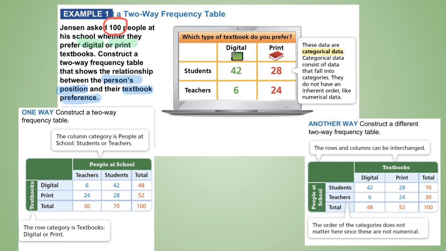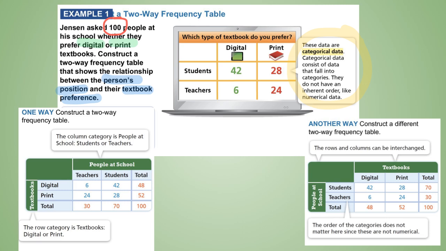All right, so the key to this is really to look for your labels. We're going to use categorical data. That is right over here. It says that categorical data consists of data that fall into categories. They do not have an inherent order like numerical data, and that's going to be the key to a couple of different options here.